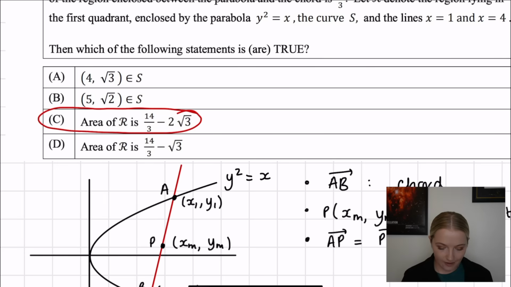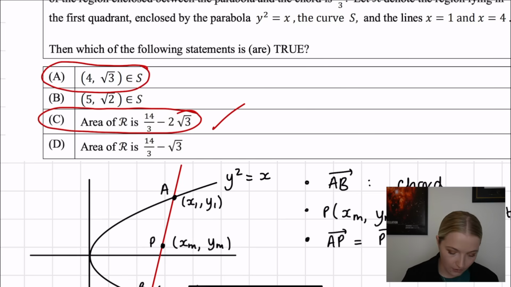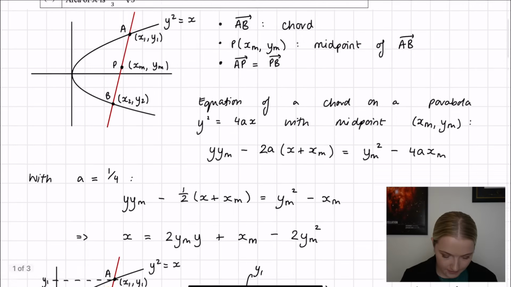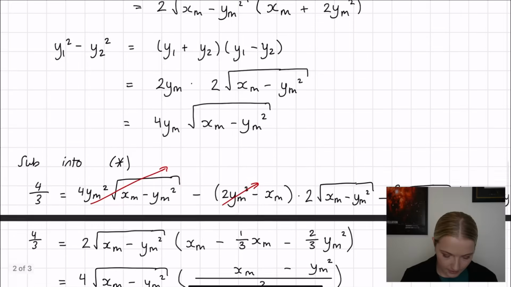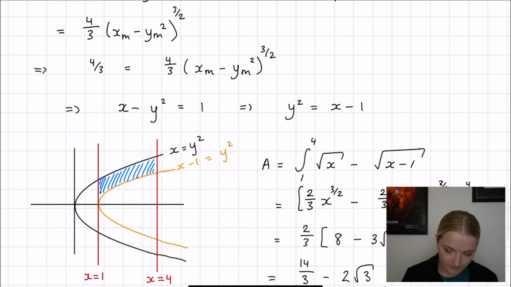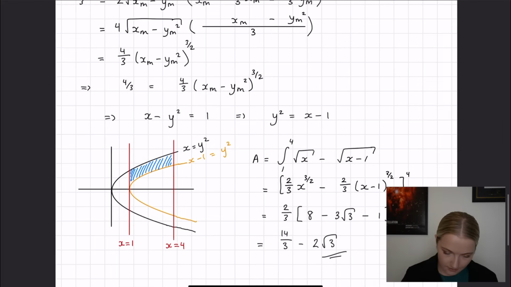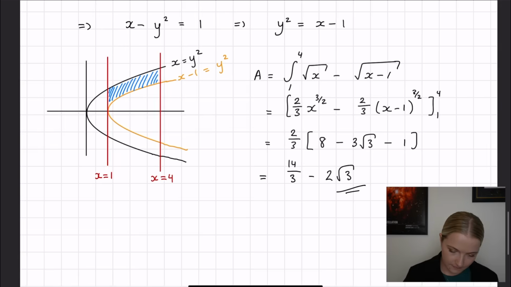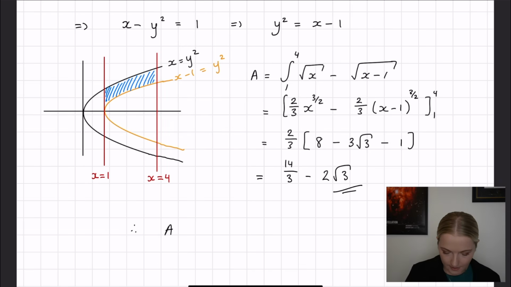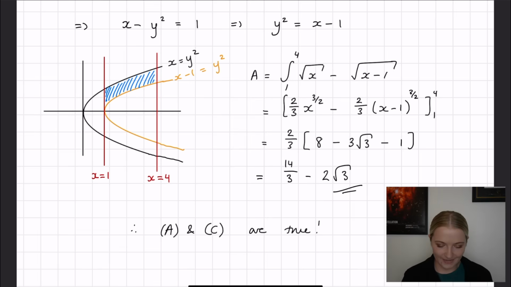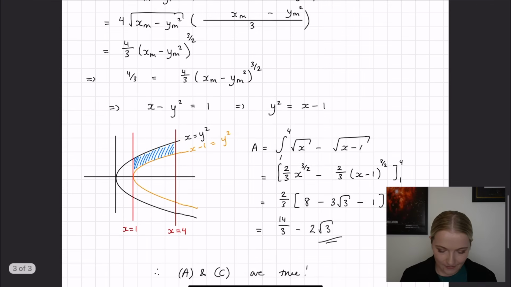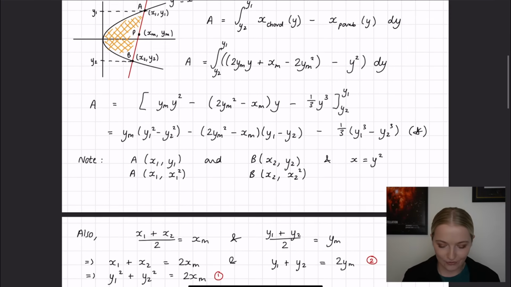So we calculated the area of R, and it is indeed 14 over 3 minus 2 root 3. So we can say a tick to that. And by observation as well, we can also say that the answer is A, because that belongs in the curve S, which is what we have also calculated here, within this curve. So therefore A and C are true. Amazing. So that is one way that you can solve this problem.